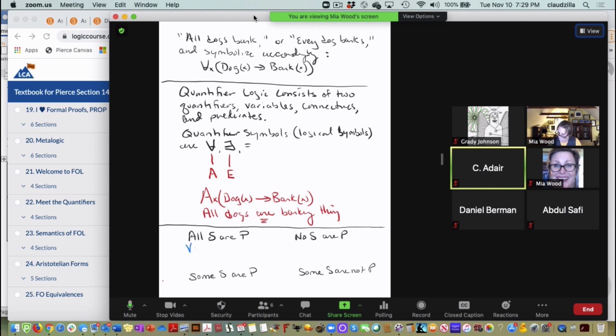All right, so let's go ahead and translate these bad boys. So for every x, if that x is an S, then that x is a P. We're going to talk about the scope of the quantifier in just a moment. Then the universal negative. For every x, if that x is an S, then it's not the case that that x is a P, close paren.